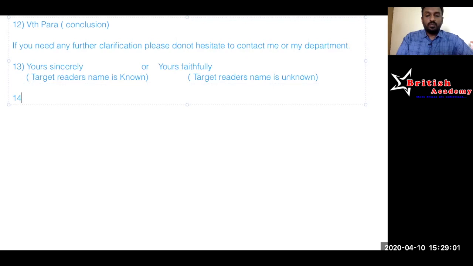Then leave one line. The 14th point is your designation. If you're a nurse, write nurse. If you're a doctor, write doctor.